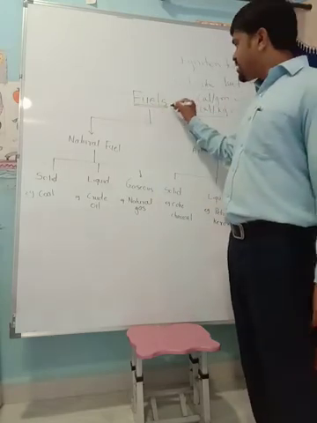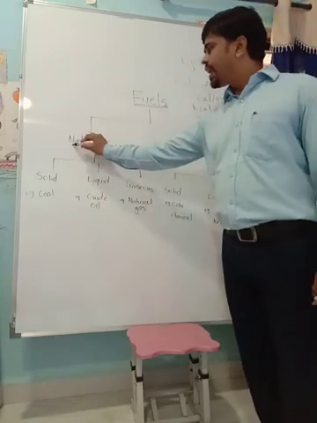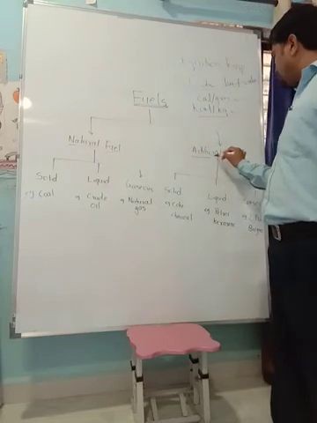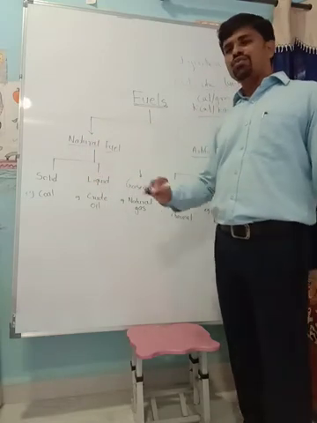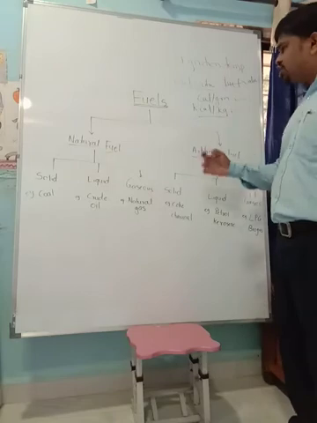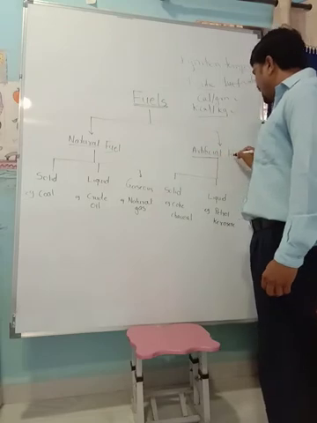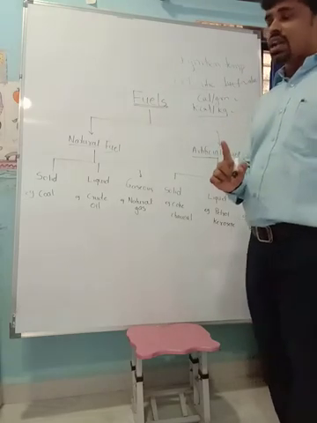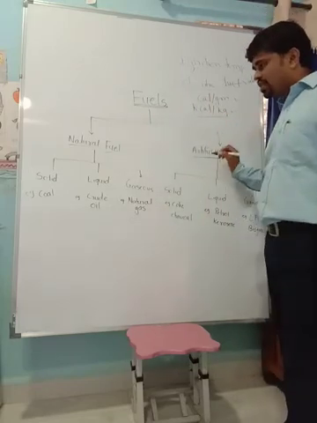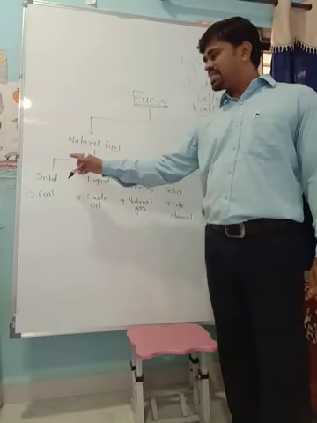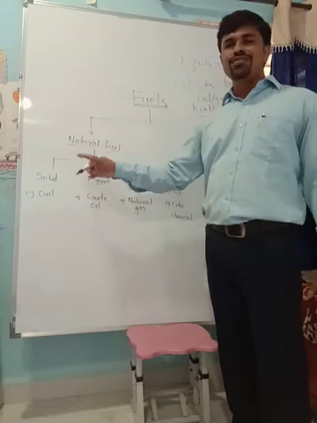Now we will see the classification of fuels. On the basis of their occurrence, fuels are classified as natural fuels and artificial fuels. The fuels which are used in their natural state are known as natural fuels, whereas the fuels obtained by processing the natural fuels are known as artificial fuels. Natural fuels are further classified as solid fuel, liquid fuel and gaseous fuel according to their physical state.